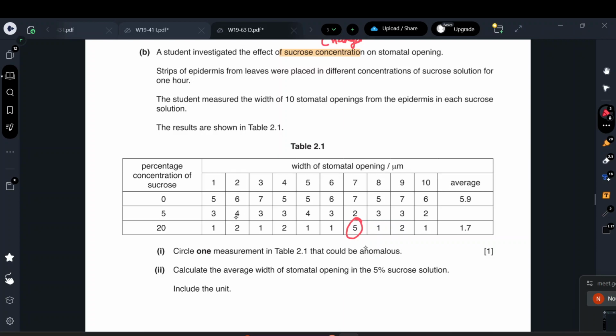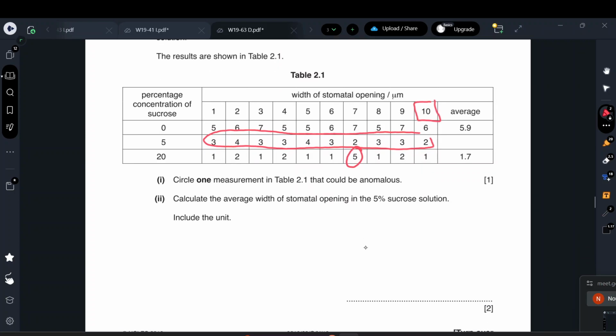Calculate the average. You will add all these numbers over 10. The total, the sum over their number, it will be 3 micrometers. I will add all these numbers, sum of all the numbers over the numbers, all of these over 10.